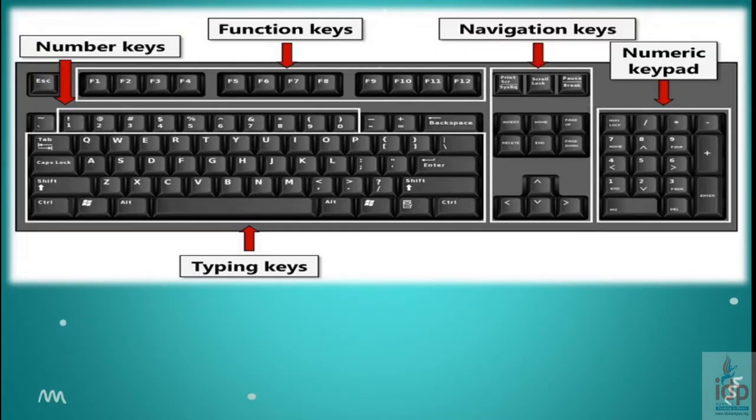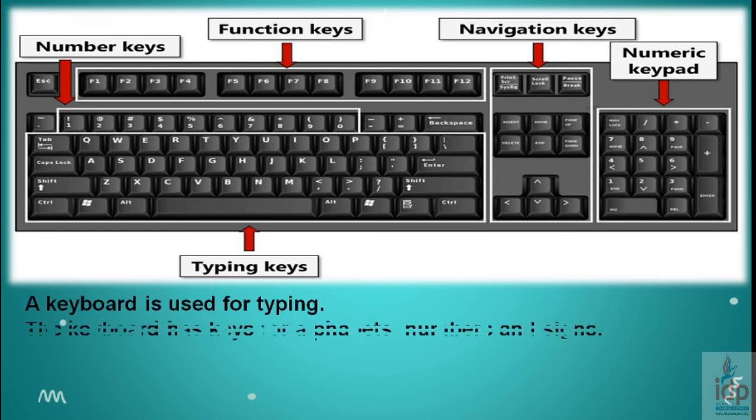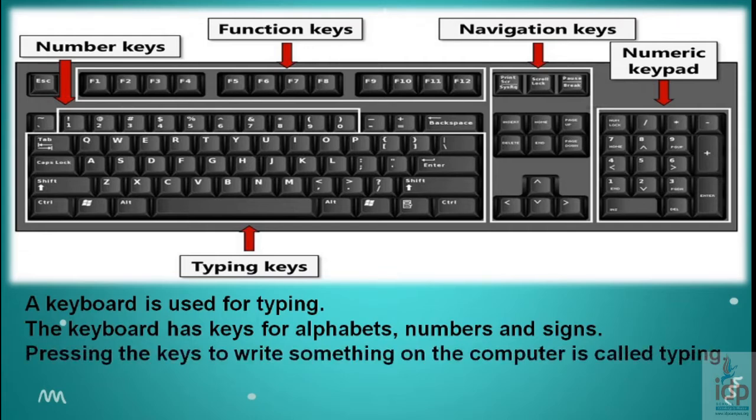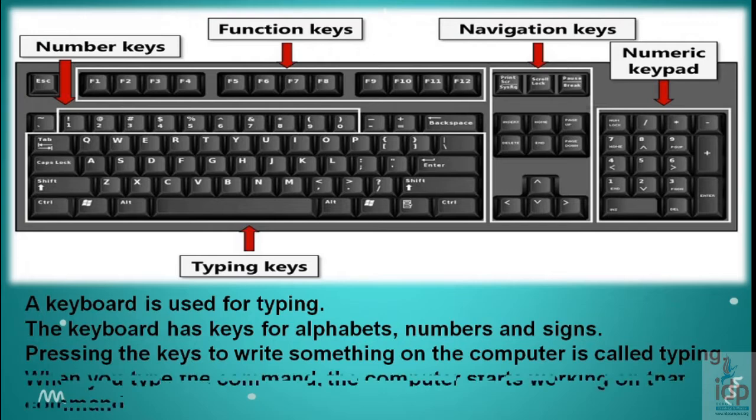Keyboard. A keyboard is used for typing. The keyboard has keys for alphabets, numbers and signs. Pressing the keys to write something on the computer is called typing. When you type the command, the computer starts working on that command. There are many types of keys in a keyboard like number keys, function keys, navigation keys, numeric keypad and typing keys.